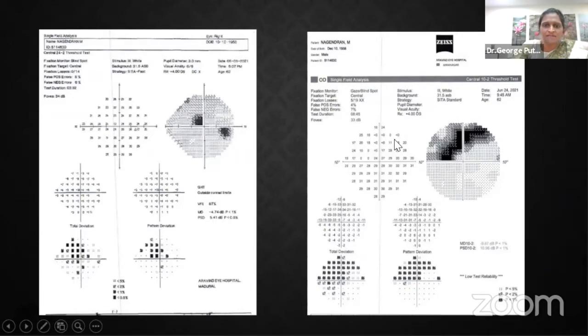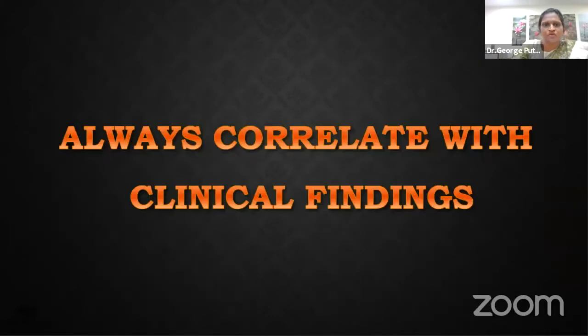This implies that whenever there is a central scotoma in the 24-2 or a clinical suspicion of an RNFL defect close to the macular area, a 10-2 and a macular program give us a better idea about the retinal sensitivity near the macula. So always correlate with the clinical findings.